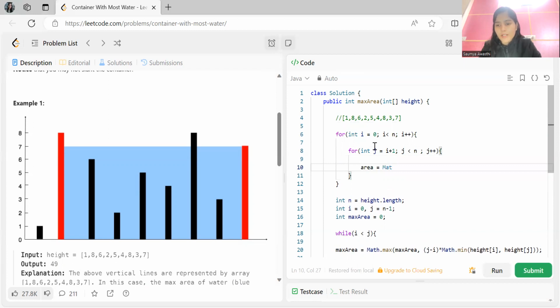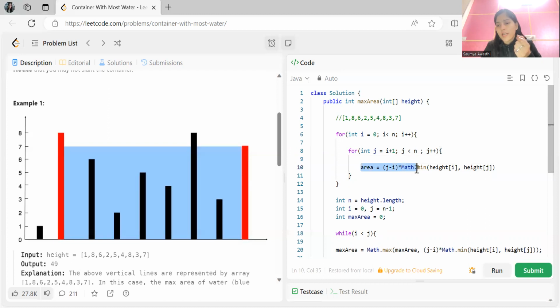So area depends, like we want the maximum one, so how will we be calculating the area? That would be for width, j minus i, into we have to consider the minimum, whatever is the minimum of height of i, comma, height of j. So likewise we will continue. So this is the first approach, or the brute force approach, that many of you must think of.